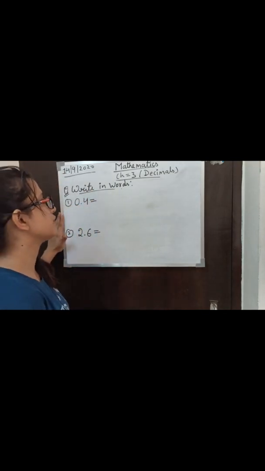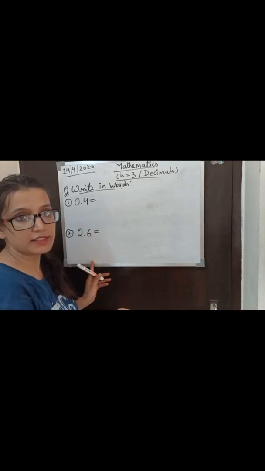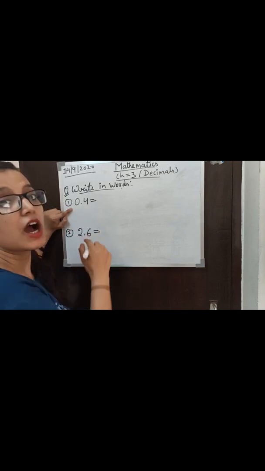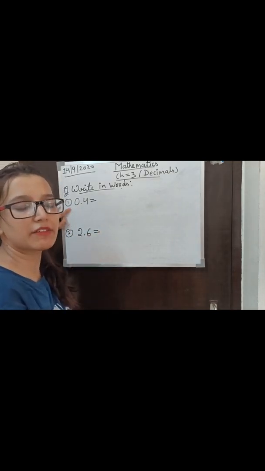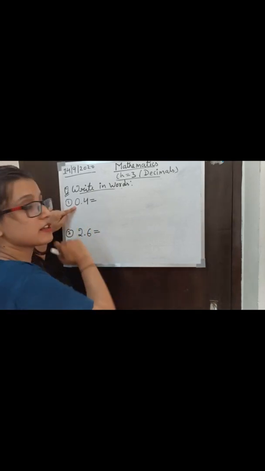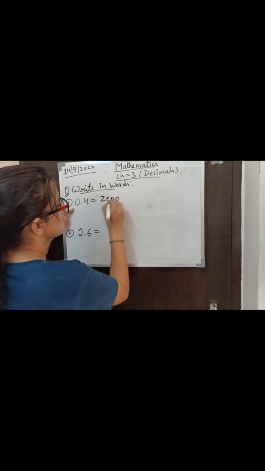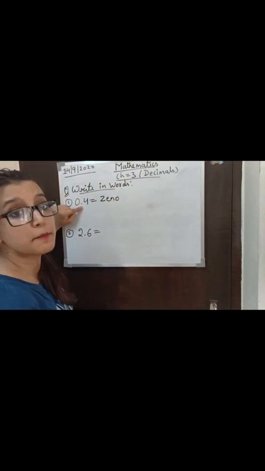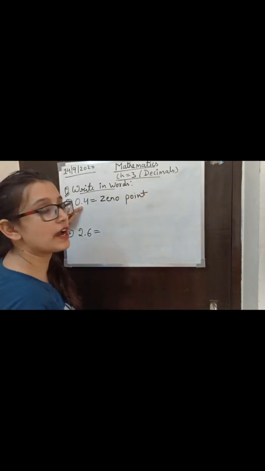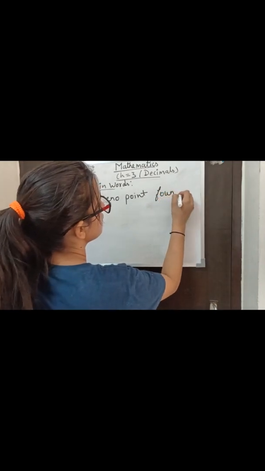In this question, we have to write these decimal numbers in words. First we will write the whole part. After that we will write the decimal part. So what is the whole part here? Here the whole part is 0. So we will write here 0, then point, 4. 0.4. We will write here 4.